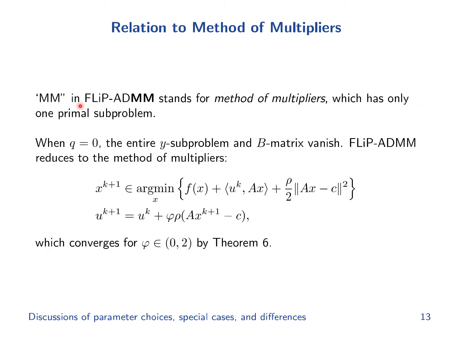The letters MM in FLiP-ADMM stand for the method of multipliers, which refers to the problem with only one primal subproblem, with just the x but no y. If we set Q equals 0, then the entire y subproblem, including the B matrix, the Q matrix, and g1, g2, all vanish. Therefore, FLiP-ADMM reduces to the method of multipliers, except we have this extra constant, a dual extrapolation parameter phi. According to Theorem 6, this method will converge for phi between 0 and 2.